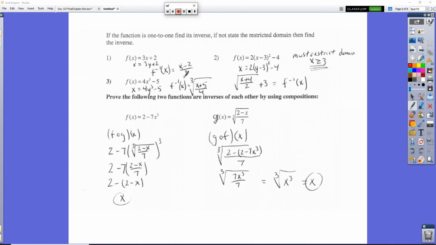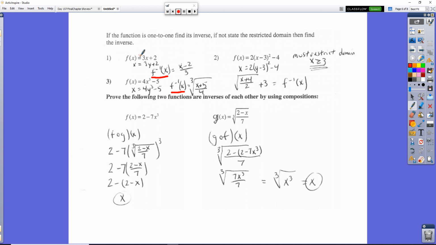In the next 3 problems, it said if the function is a one-to-one function, find its inverse. If not, state the restricted domain, then find the inverse. So problems 1 and 3 were one-to-one functions. They passed both the vertical and horizontal line test, so you can immediately get into the x's and the y's, and then resolving the equation for y. Remember, when you get done with that, you're going to want to label that with f to the negative 1 of x to let people know this formula is for the inverse.